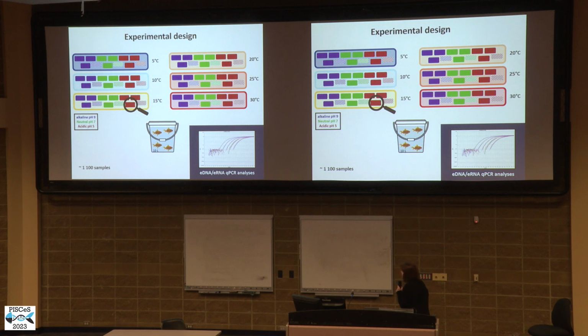We performed an experimental design last summer, so we had 6 temperatures ranging from 5 to 30 degrees. Inside each chamber we had 3 pH, so 1 alkaline, 1 neutral and 1 acidic. And inside each tank we had 4 fish that were inside 10 liters of water. That was a lot of work for sampling, so we generated 1,100 samples, and currently we are working on the eDNA and RNA qPCR analysis using primers and probes that are specific to the goldfish.